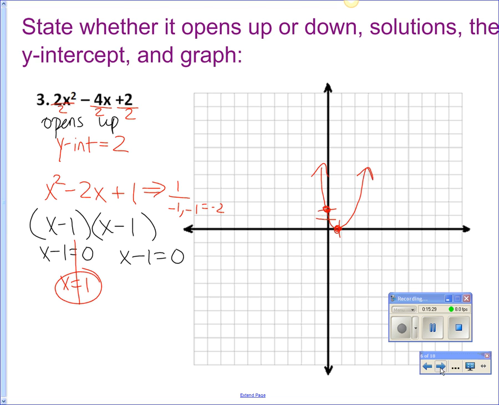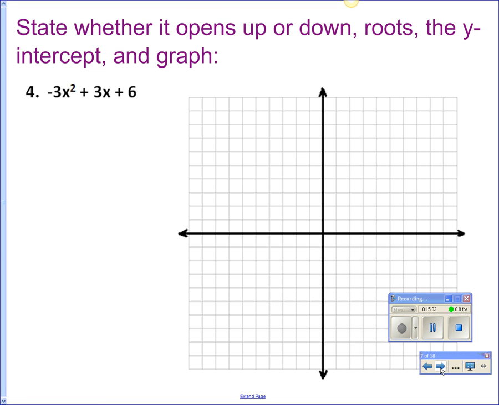Questions? All right, number 4. Riley K, does it open up or open down? Why does it open down? Good, because there's a negative in front. So it opens down. Elijah, what's the y-intercept? 6. All right, Brandon, what else do I have to do to this problem? GCF, very good. What goes into all of them?